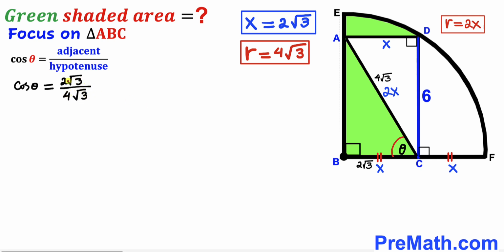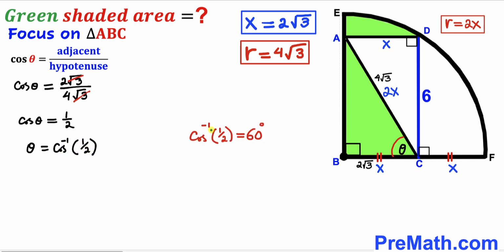And here we can see this square root of 3 and square root of 3, they are gone. And this 2 divided by 4 can be reduced to 1 divided by 2. So therefore cosine of theta turns out to be equal to 1 divided by 2. So therefore theta is going to be equal to cosine inverse of 1 divided by 2. And now we know that cosine inverse of 1 divided by 2 is always 60 degrees. So therefore our angle theta turns out to be equal to 60 degrees. So thus this angle turns out to be 60 degrees.